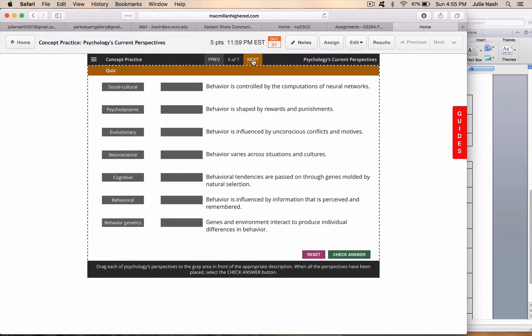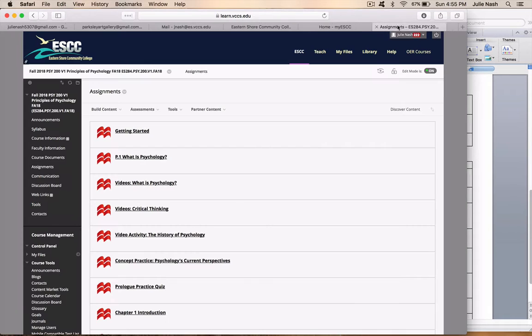Now, when you get here, you get like a nice little practice exercise. So we can go through behaviors controlled by computations of neural networks. So we know that's neuroscience. So when you drag it over, you put it in the space. Now I want you to do this. So you put them in the right spaces, and then when you check your answer, it tells you what you have wrong and what you have correct. And it gives you a chance, I think, to go back and correct it. So this is an excellent, excellent practice for your test.